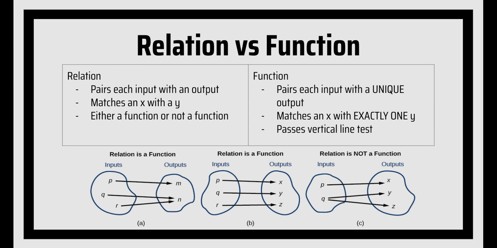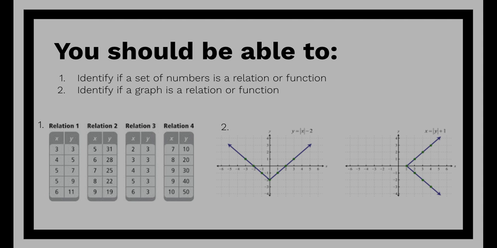On C, Q is mapped to 2 different outputs. That one x value has 2 different y values, so that is not a function. At this point, you should be able to identify if a set of numbers is a relation or a function, identify if a graph is a relation or a function.